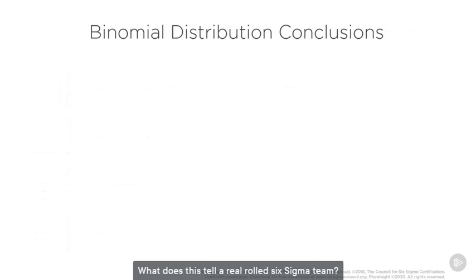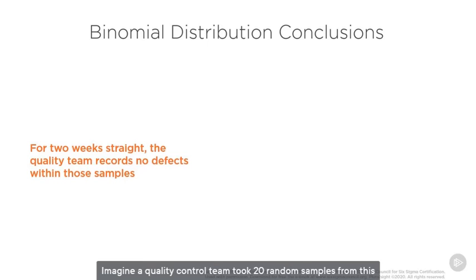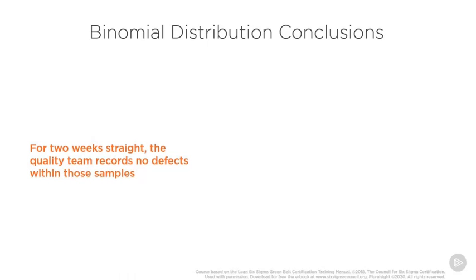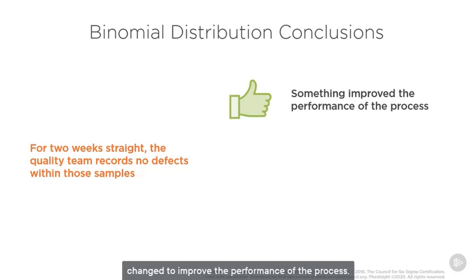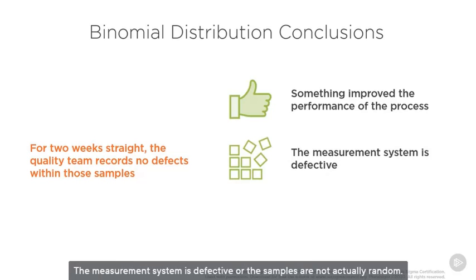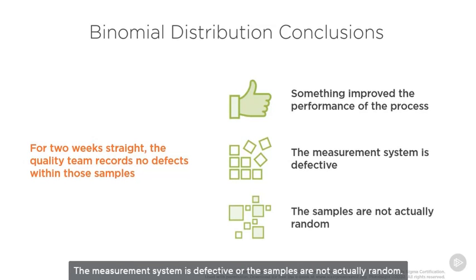What does this tell a real-world Six Sigma team? Imagine a quality control team took 20 random samples from this process every day. For 2 weeks straight, the quality team records no defects within those samples. If the Six Sigma team believes the process generates 0.05 defective parts, then a lack of defective parts in the samples shows that something has changed to improve the performance of the process. Or the measurement system is defective, or the samples are not actually random.